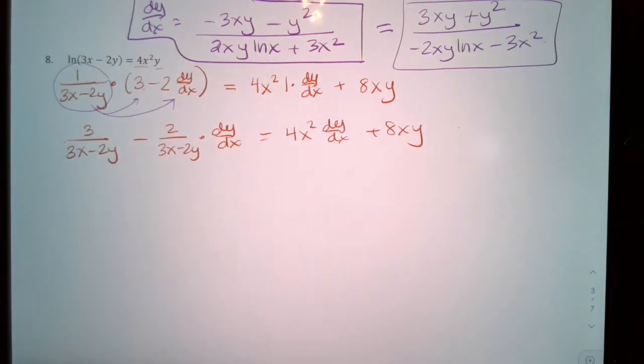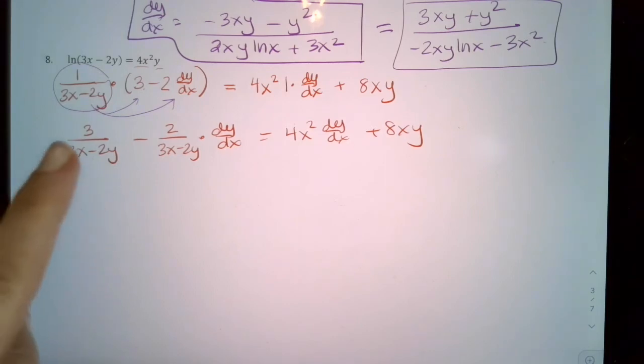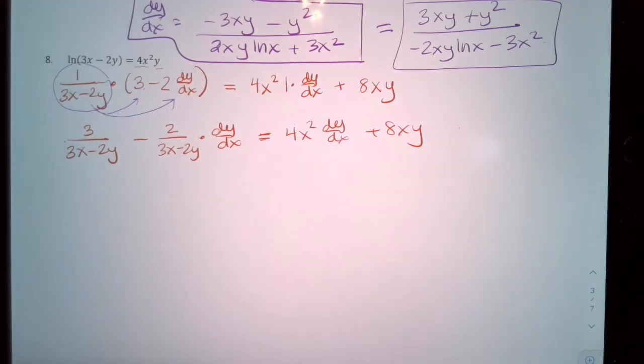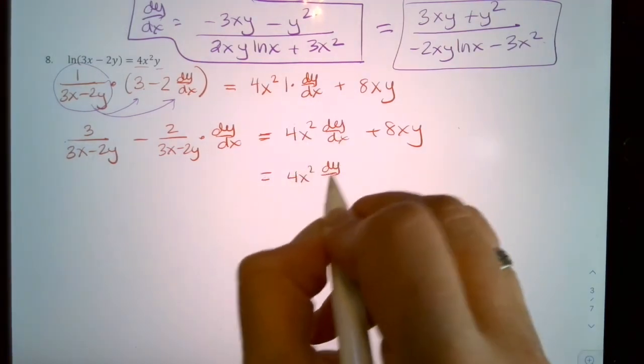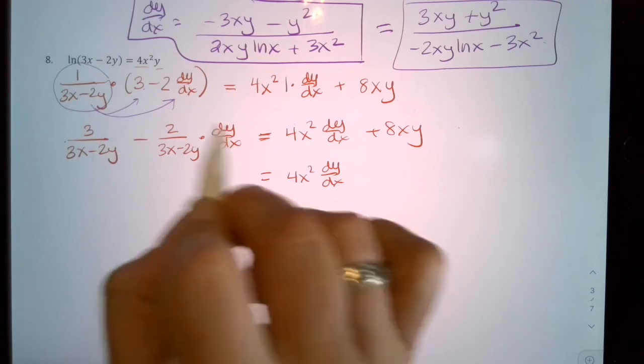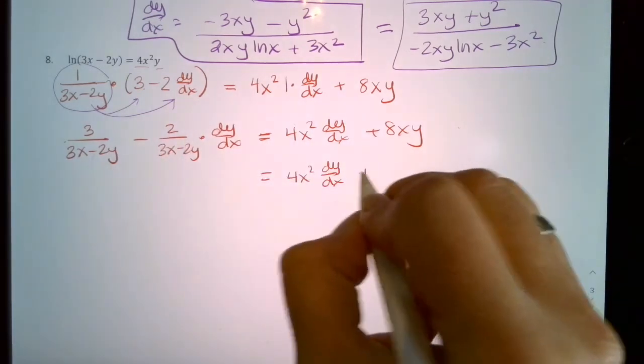Now, it does not matter which side of the equation you move all your dy dx's to, but we are ready to start moving because I have all of these guys individualized. And for the sake of argument, let's move all the dy dx's to the right-hand side this time. So that means I'm going to leave the 4x squared dy dx on the right. I'm also going to move this term, so it's going to hop over and become positive.